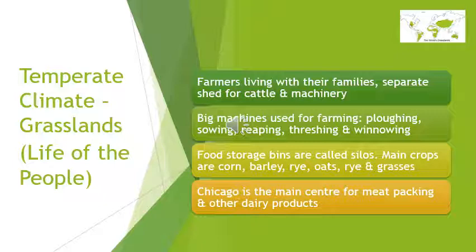Wheat is the main crop grown here, and other important crops grown in this region are corn, barley, rye, oats, and other nutritious grasses. The wheat is also exported to other countries. The prairies are known as the wheat basket of the world because of huge production.